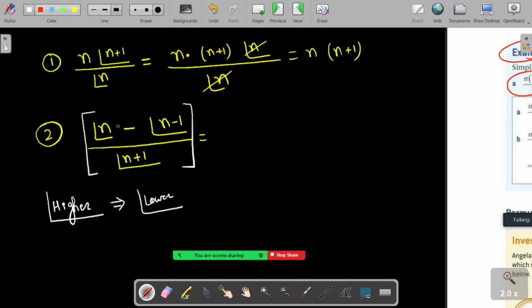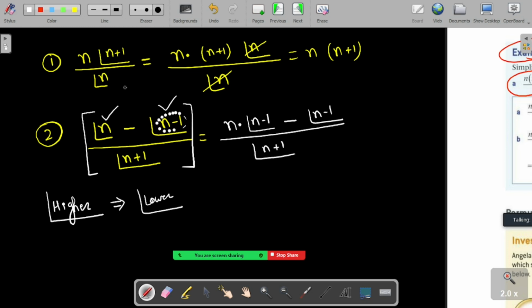For example, in your numerator, you have factorial n and factorial n minus 1. So factorial n is the higher one. You have to break it down till this n minus 1 factorial. So how will we do this? It is n into factorial n minus 1, minus factorial n minus 1, and in the denominator keep factorial n plus 1 as it is. Is it okay till here?